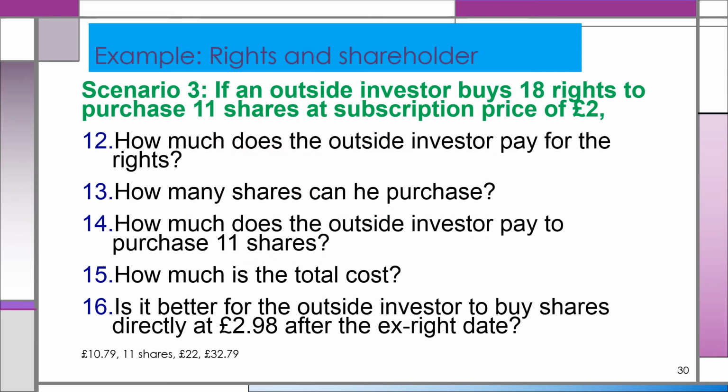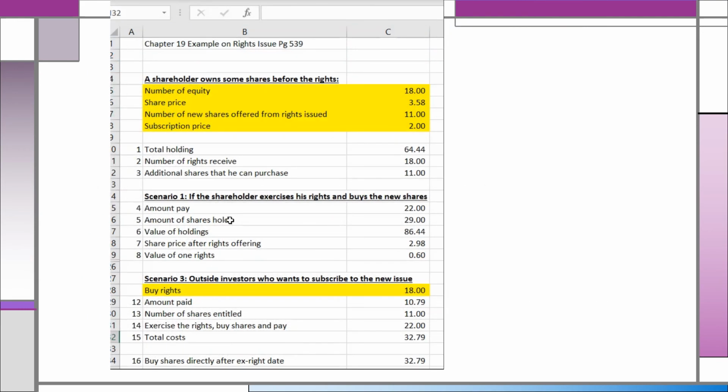In scenario 3, we shall consider if an outside investor buys 18 rights to purchase 11 shares at subscription price of £2. Rights are traded in the market, so it will be interesting to understand how outside investors can purchase the rights and subscribe to the new shares. Let's try and answer question 12 to question 16.